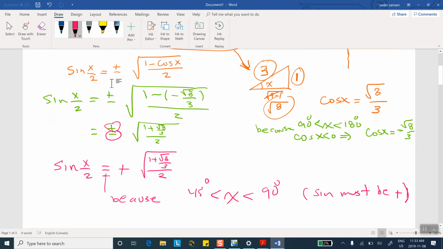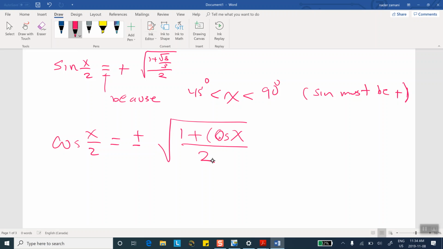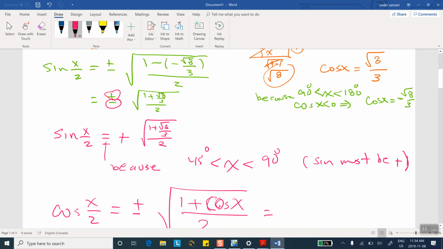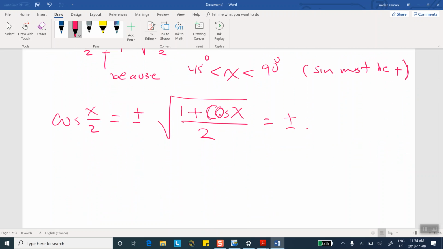Okay, good. So let's do the cosine now. Cosine of x over 2, look at your formulas. Again, it is plus or minus square root. Go and look at my formula. It's 1 plus cosine of x, divided by 2. Now we just worked out cosine of x, with the correct algebraic sign. It came out to be right there. So we just take this thing and stick it in there. So plus or minus square root of 1 plus minus root 8 over 3, divided by 2, correct? Is that what we have?